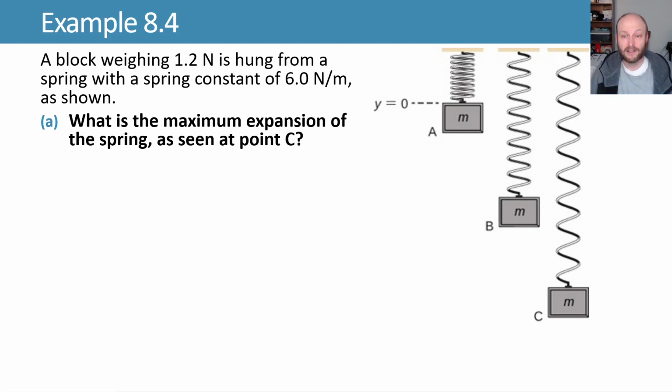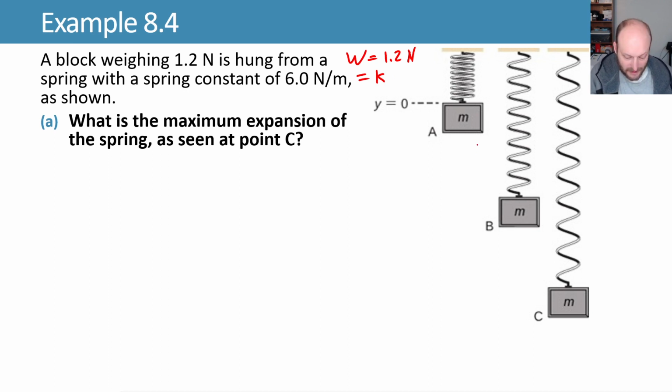Let's try applying conservation of energy to solve this problem. We have a block weighing 1.2 newtons. I'll make a note as I read the problem that my weight is 1.2 newtons, from a spring with a spring constant of 6 newtons per meter, we'll call that k, as shown. We want to know what's the maximum extension of the spring as seen at point C.